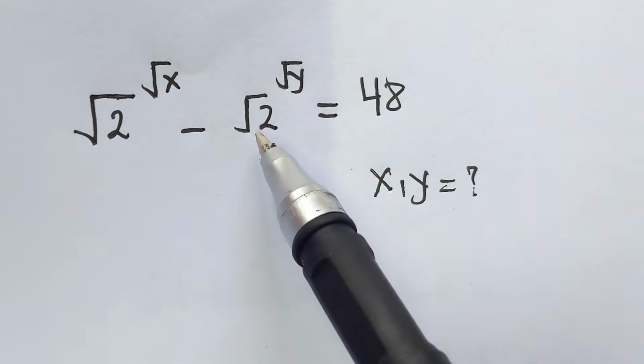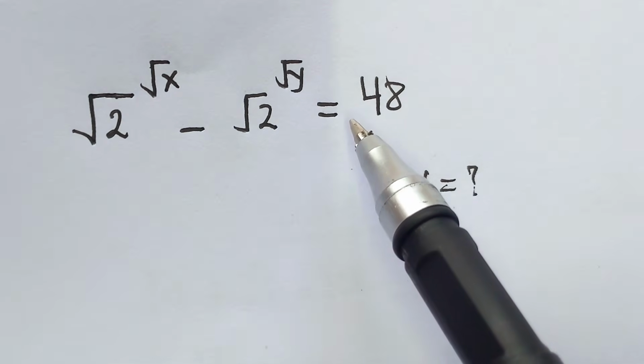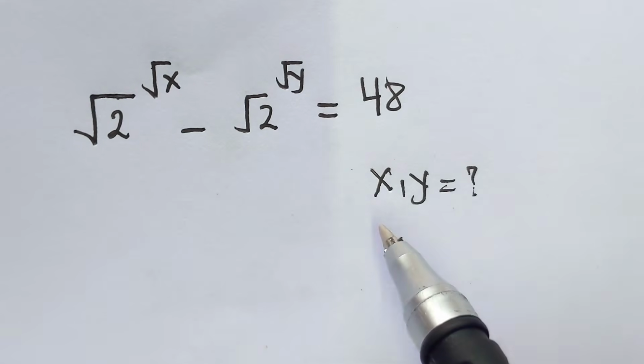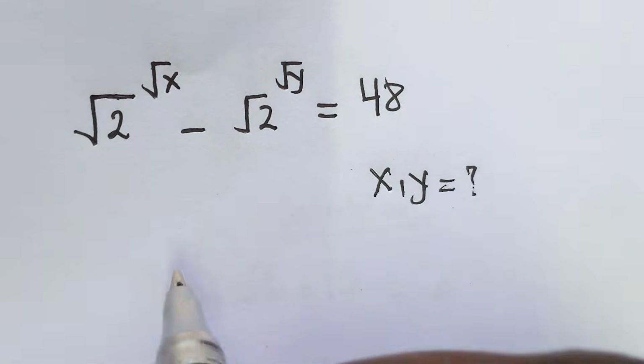Square root of 2 power square root of x minus square root of 2 power square root of y equals 48, and we are supposed to find the value of x and y. Let's provide a solution.